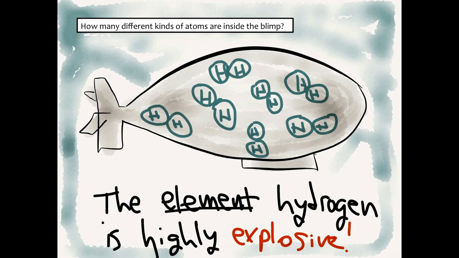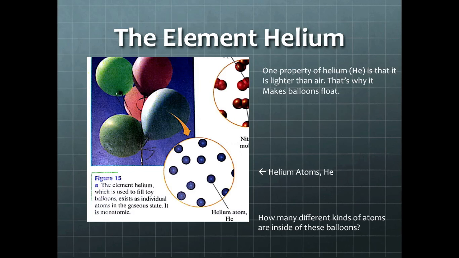Now, this is a depiction of the element hydrogen. You can see that there is only one kind of atom inside of the blimp. There are only hydrogen atoms. So that substance is a pure substance, and the element hydrogen has specific properties. For example, it is highly explosive.